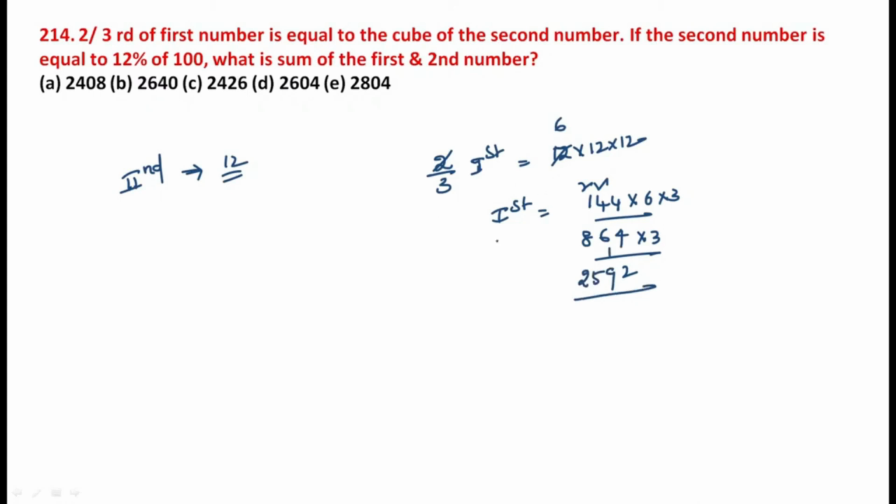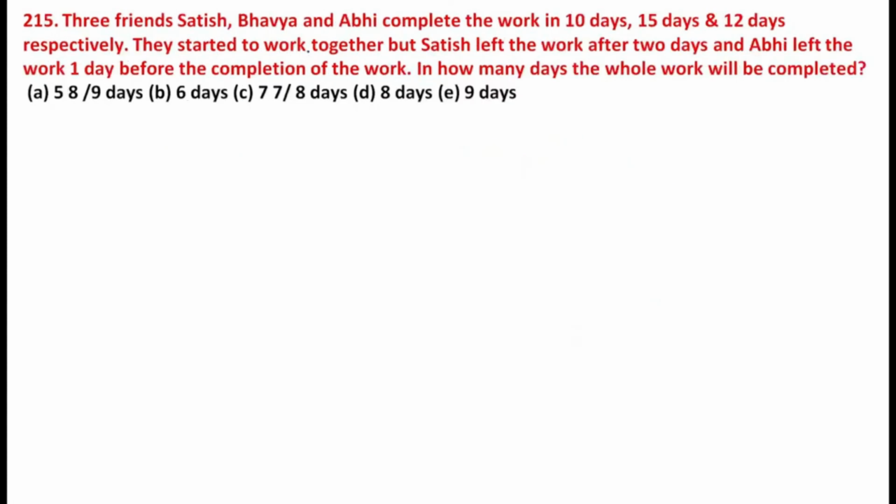But here the question is not the first number, you have to identify the sum of these two numbers. So you just add 12 here. 2592 plus 12 is 2604. So 2604 is the correct answer. You just understand the question, then go with the proper calculation, then definitely you can get that.